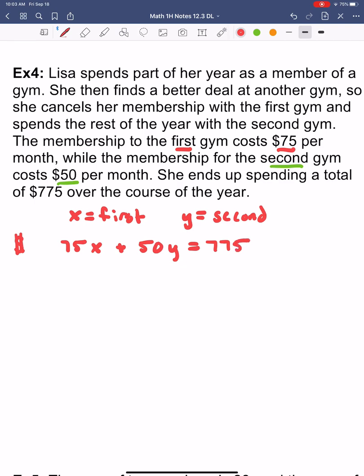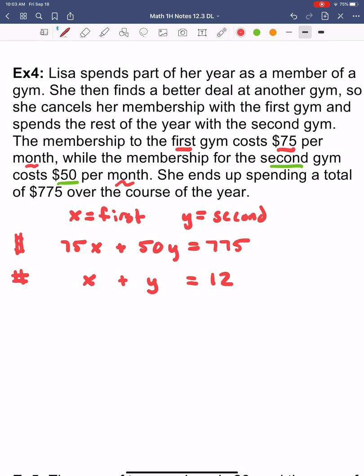But what's not super obvious in this problem, what makes it super tricky, is that we need to know the amount of time that she was at these gyms. Well, she went to these gyms for a year, and notice they're talking about months here. So we don't know how many months she went to the first gym, and we don't know how many months she went to the second gym, but we know that she went for a full year, which would be 12 months. And so that one is not super obvious. So that takes a little bit of thinking there.